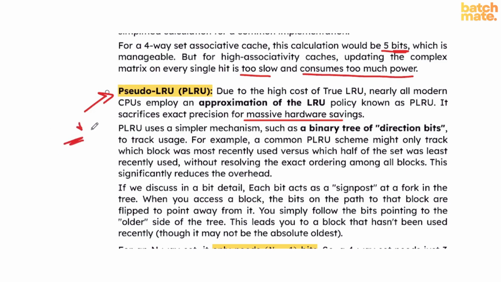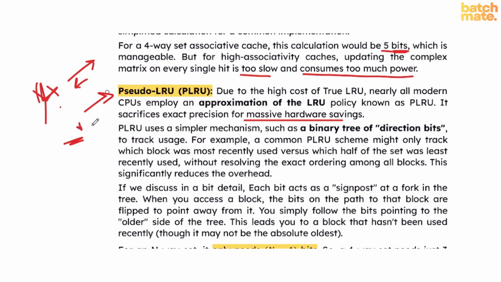Imagine the cache blocks are leaves on a tree, connected by branches. At every fork in the road, there is a direction bit. Think of this bit as a literal arrow or signpost. Every time the CPU visits a block, that's a hit. So that block runs back up the path and flips the arrows to point the opposite way. Basically, the block is saying, I was just here. I am important. Don't look at me, go look at the other guys to kick out.